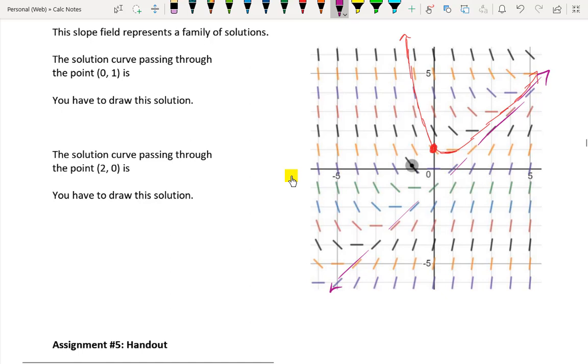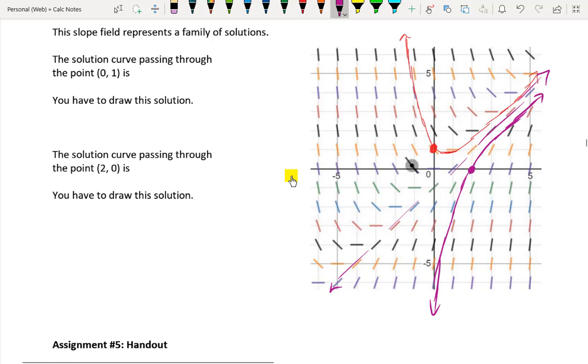Okay, so what about the solution curve passing through 2, 0? If we go to 2, 0, that's this point right here, and you can kind of follow. This one's not quite as obvious. At 2, 0, we're definitely coming up against something on this side here, and then it looks to me like we're kind of rolling down this way as we come down the graph. So it looks like we're going to do something like that.